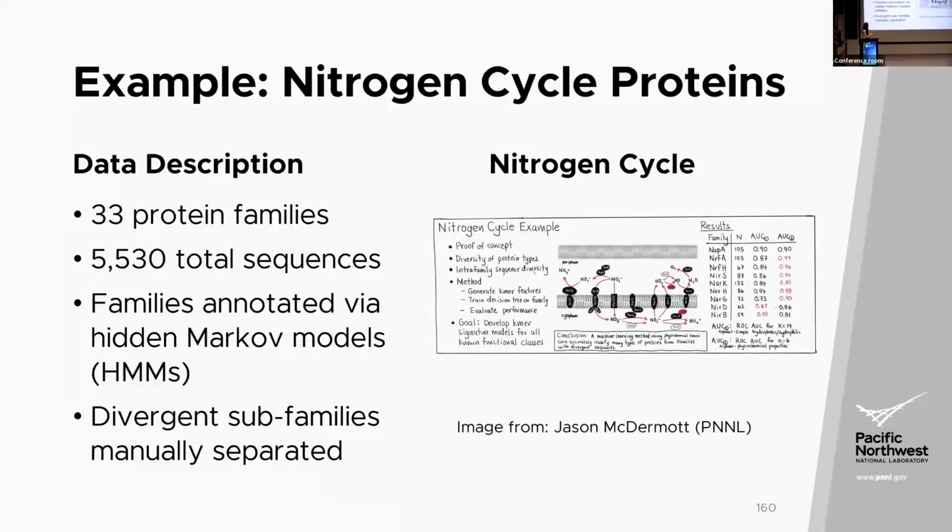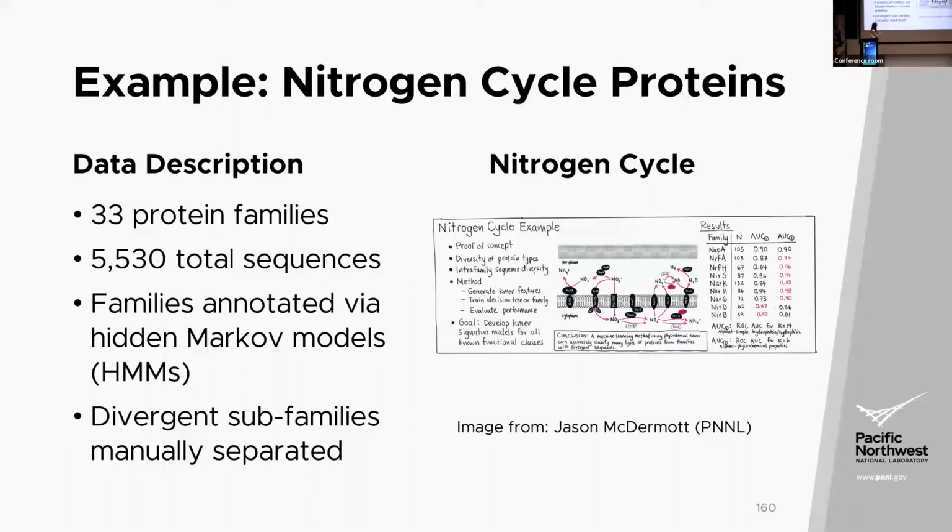To validate our pipeline, we evaluated a curated set of annotated protein sequences from proteins belonging to the nitrogen cycle. And this consists of 33 protein families and about 5,500 sequences in total. And those were previously annotated using hidden Markov models. And as a further step to the data curation process, we additionally separated certain families with divergent subfamilies. And then as you can see, an example of the nitrogen cycle here and the involved families.